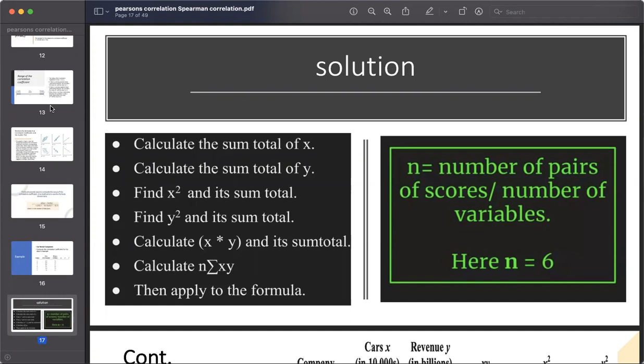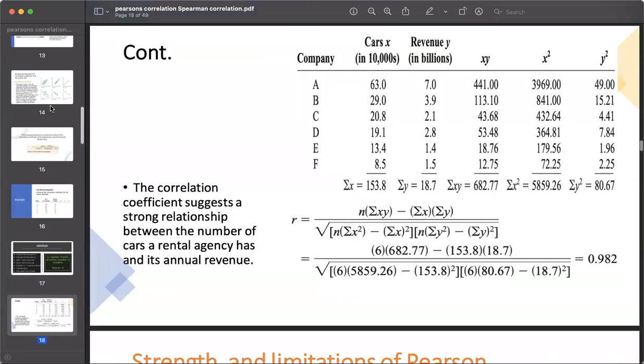sum, calculate n times the sum of xy, then apply the formula, where n is the number of pairs of scores or number of variables. Here n is 6. The correlation coefficient suggests a strong relationship between the number of cars a rental agency has and its annual revenue.